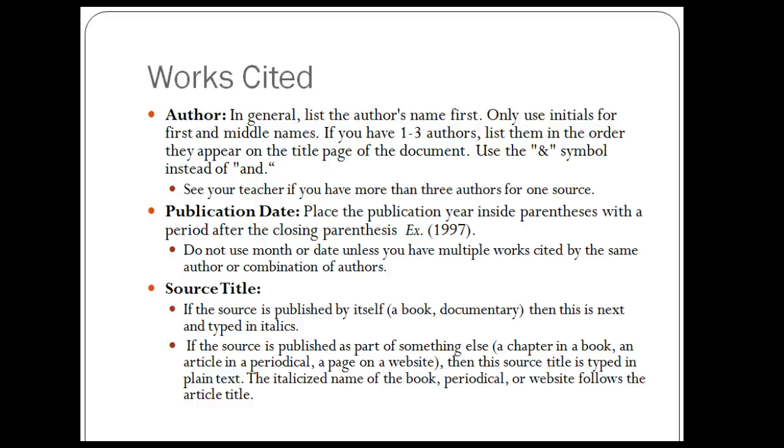If you have anywhere from 1 to 3 authors, list them in the order they appear on the title page of the document. Think of it like top billing on a movie poster. That actor is going to get paid more, probably because they're intended to draw more for marketing. So they get first billing. Same thing's true on published information. So we list those in order, using the ampersand symbol instead of the word "and," and commas to separate each entry.